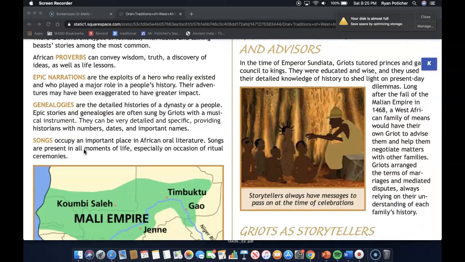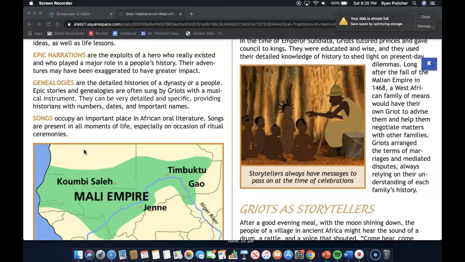Epic narrations are the exploits of a hero who really existed or who played a major role in a people's history. Their adventures may have been exaggerated to have greater impact. Genealogies are the detailed histories of a dynasty of a people, and epic stories and genealogies are often sung by griots with a musical instrument. They can be very detailed and specific, providing historians with numbers, dates, and important names.